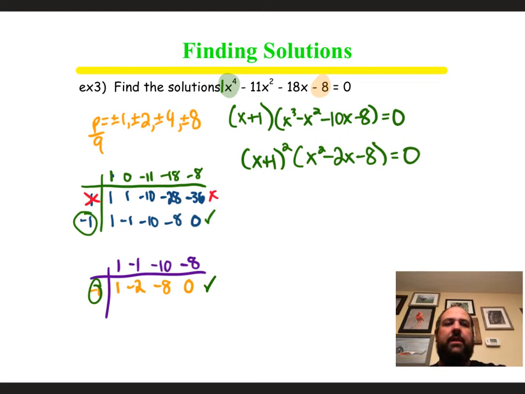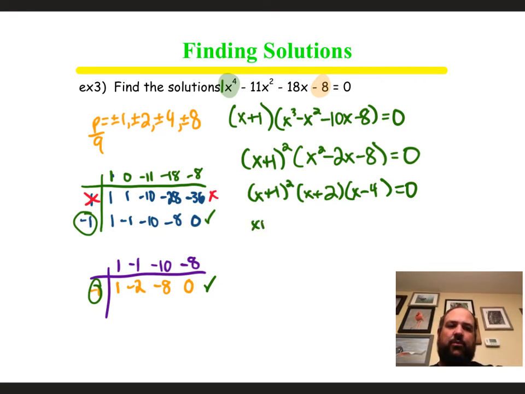And at this point, now I have something that I can reverse FOIL. So I'm going to keep this as x plus 1 squared, but I'm going to break this up into x and x. Sign tells me I need to do 1 positive and 1 negative. And I need factors of 8 that would subtract to give me negative 2. So that's going to be minus 4 here, but plus 2 here. And just check, negative 4x, positive 2x, that's negative 2x. So now I have my solutions.